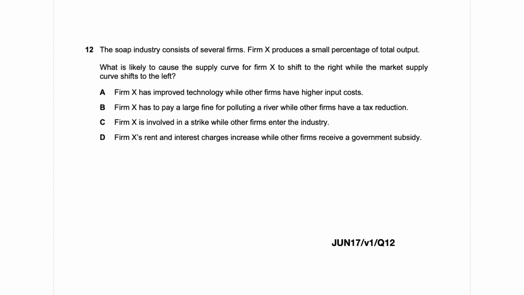In question 12, they say the soap industry consists of several firms. Firm X produces a small percentage of total output. So firm X is a small player in the market. What is likely to cause the supply curve for firm X to shift to the right, so supply is increasing, while the market supply shifts to the left, which means market supply is going down? A says firm X has improved technology, which means that definitely supply will increase, while other firms have higher input costs, which means supply will decrease. So A is the right answer in this case.